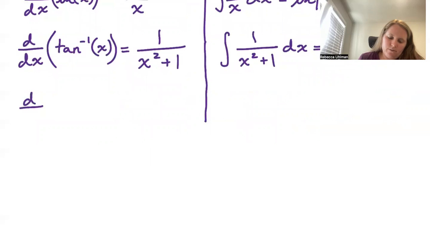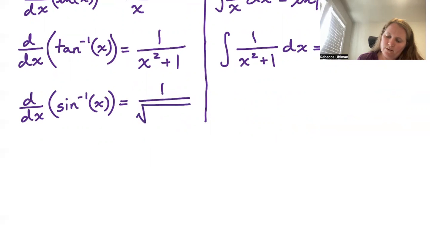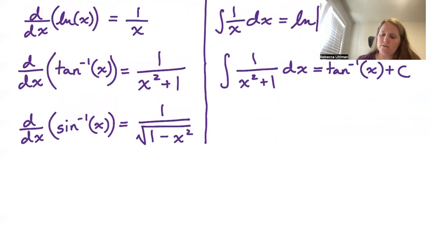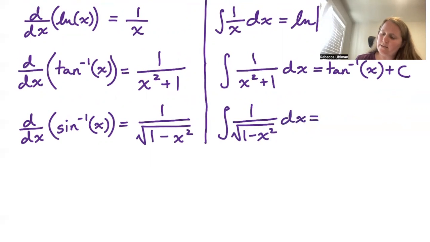The derivative of inverse sine is 1 over the square root of 1 minus x squared. So we have the integral of 1 over the square root of 1 minus x squared dx is sine inverse of x plus c.